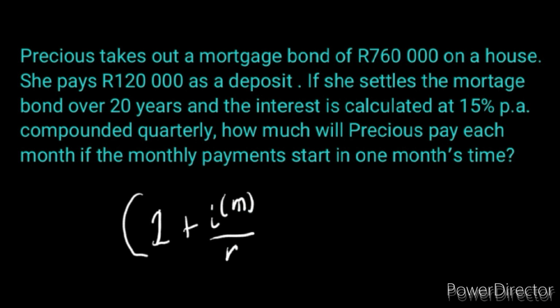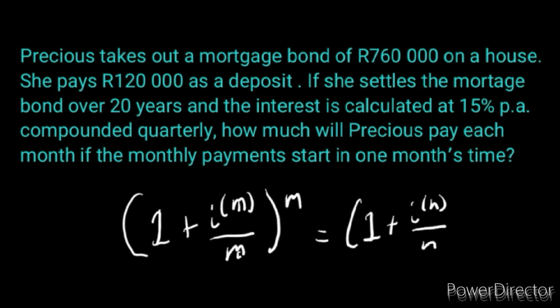So m is not an exponent, it's just a symbol to show how often it's compounded. So then there's going to be m, then 1 plus i over n, all over n. Now we want to convert it from quarterly to monthly.